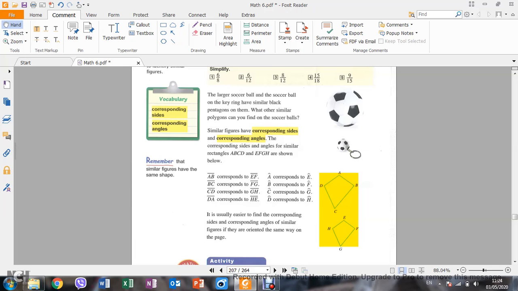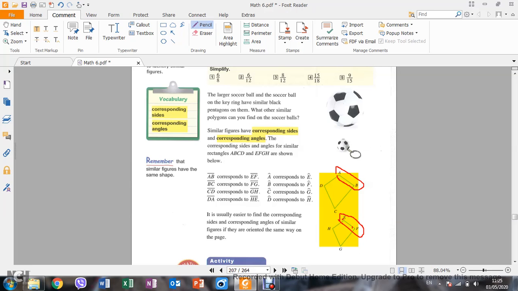We have A, B, C, D with E, F, G, H. At first we need to find corresponding sides. Corresponding side means, for example, look, the AB side. This side is like this one. They have the same shape, but only the sizes change. So these two sides are the same. It means AB line segment corresponds to EF.